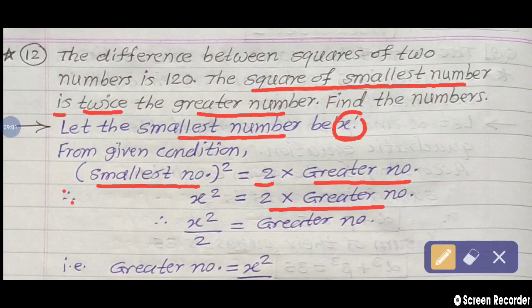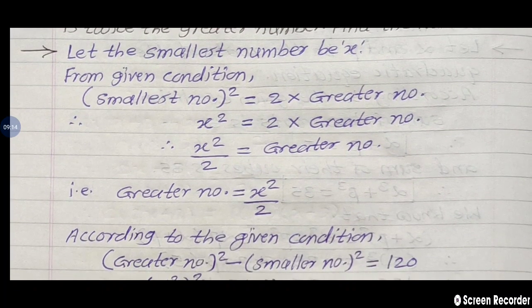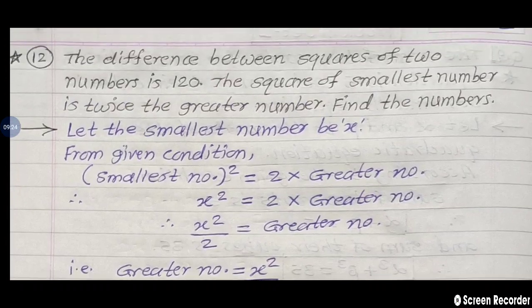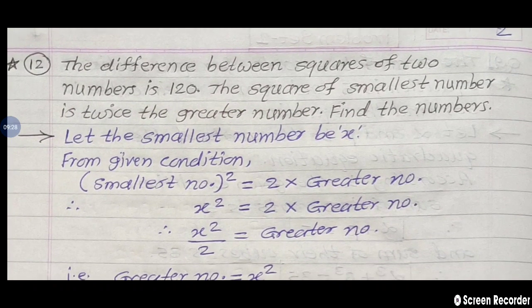So this 2 is multiplied on the right hand side, shift it to the left hand side. Therefore, x square divided by 2 is equal to what? The greater number. So we know the smaller number is x, and from the given condition we find that the greater number is equal to x square upon 2. So according to the given condition, now read the first line in the question.